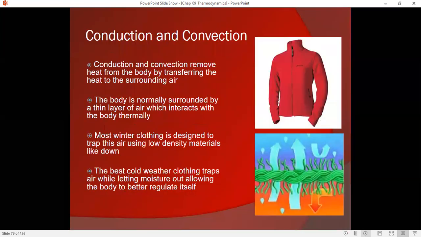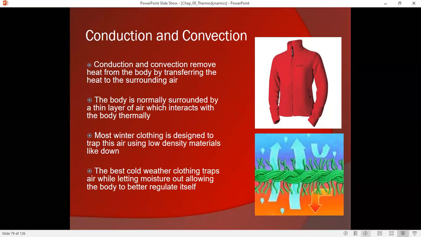Skip some of this. In keeping ourselves warm, we generally want to keep the heat in, prevent the heat from leaving our bodies, but yet not keep the moisture in from when we sweat. And this has led to new technologies for clothing. Obviously, when we cover our bodies with clothing, that prevents the radiation from taking heat away.